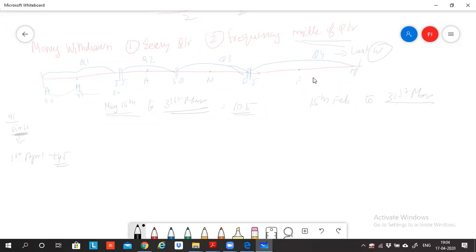1.5. Feb half, March full. Right? So 1.5 months I'm enjoying this money. So the formula says 10.5 months plus 1.5 months divided by 2, which will be how much? 12 by 2, which is 6. So on an average, that 60,000 rupees I've enjoyed for 6 months.